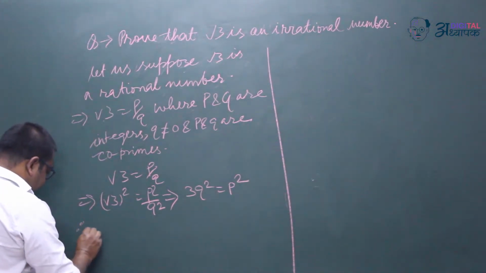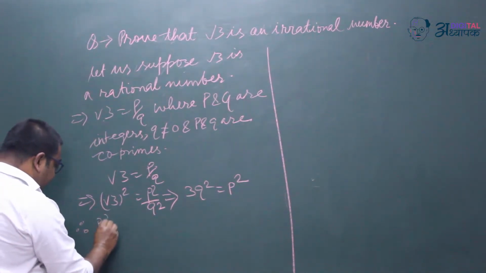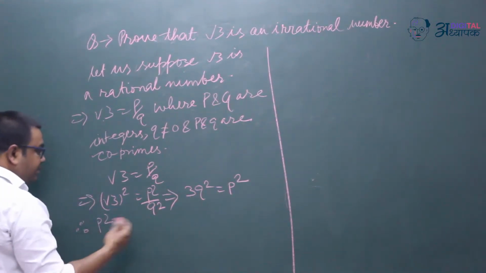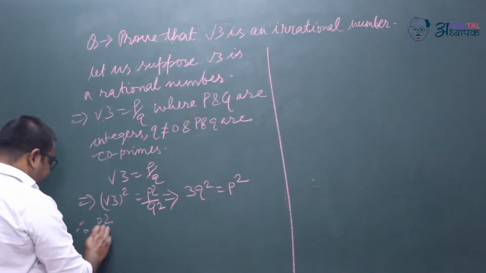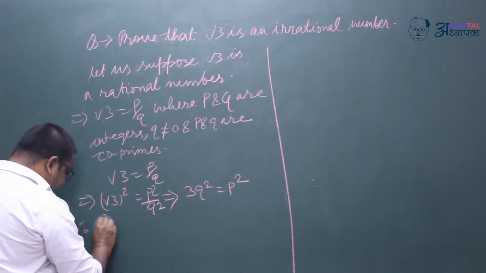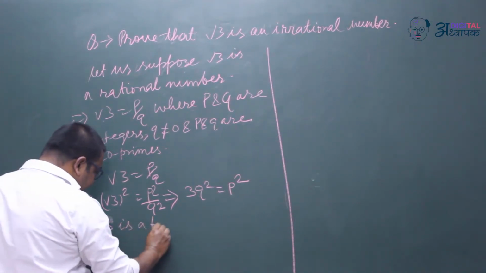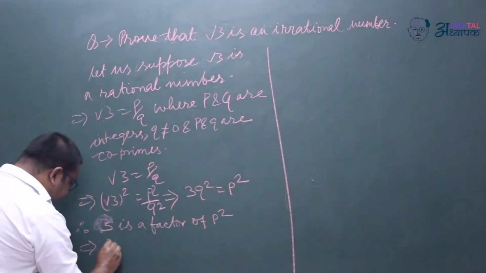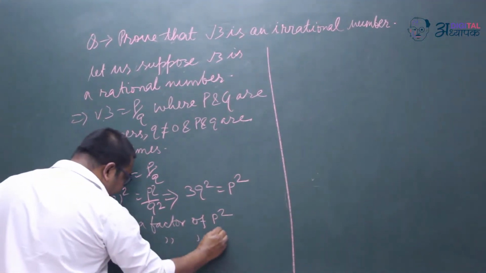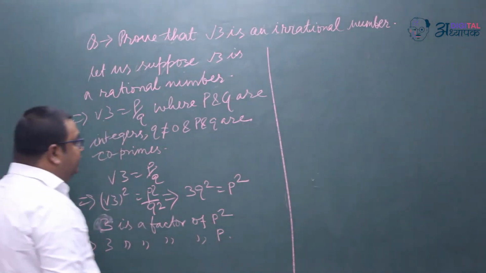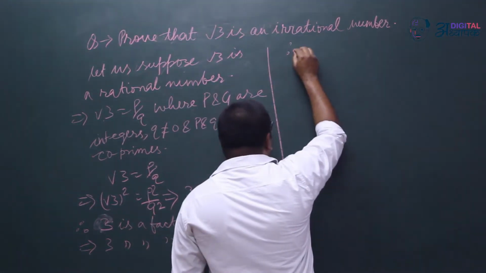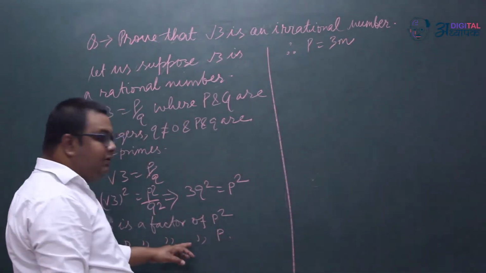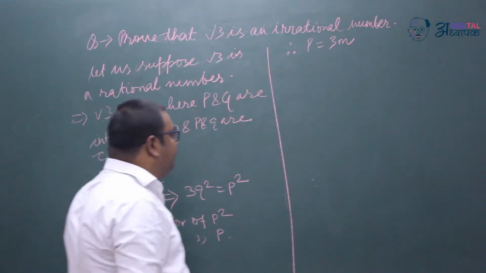So from here we can see that P square is equal to 3Q square. So 3 is a factor of P square, or P square is a multiple of 3. So we can write that 3 is a factor of P square. So this implies that 3 is a factor of P also. Now if 3 is a factor of P, then we can write therefore P is equal to 3M. Why 3M? 3 is a factor of P, so P must be a multiple of 3, so it might be in the form of 3M.